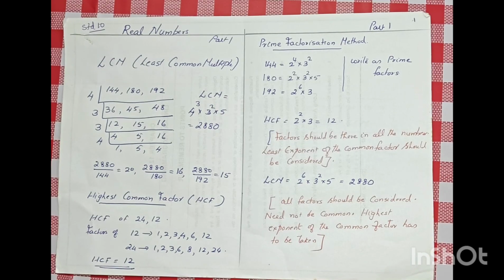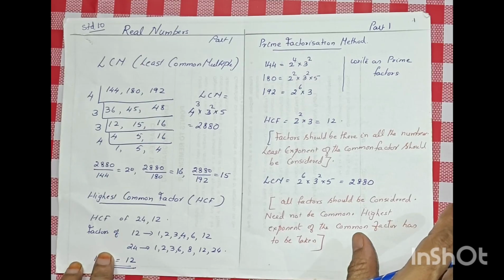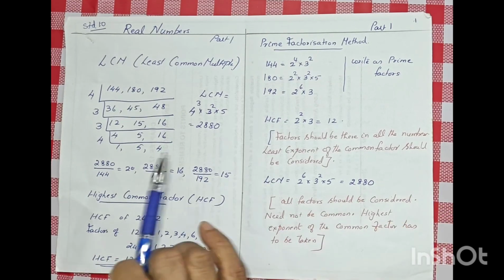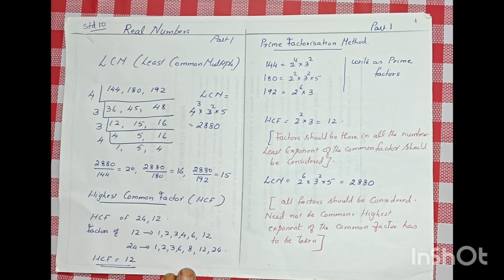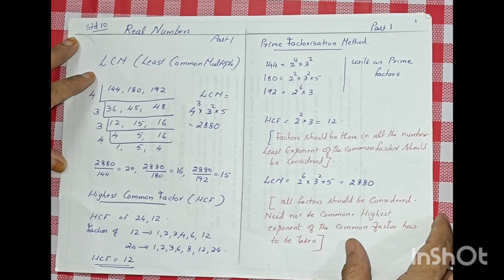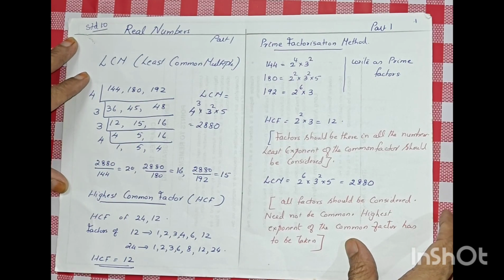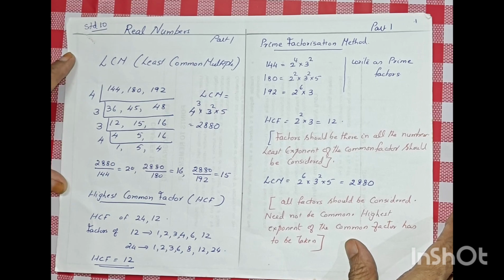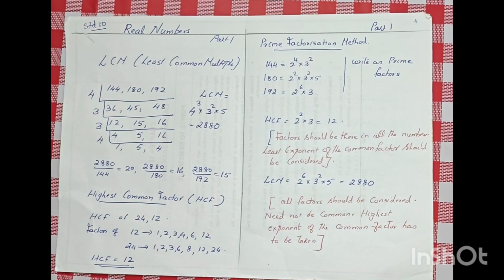The first chapter for standard 10 is real numbers. So this is part 1. The topic that you are going to learn in this chapter is the LCM and HCF, which you have already learned in your smaller classes. LCM, the full form, is least common multiple, and HCF means highest common factor.